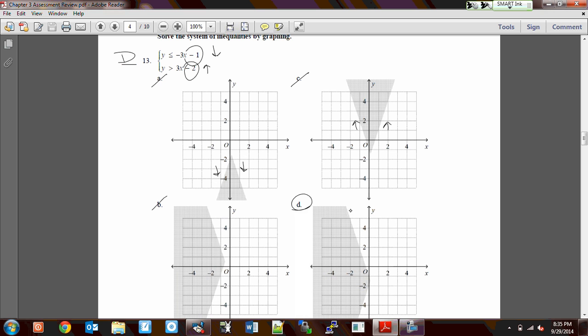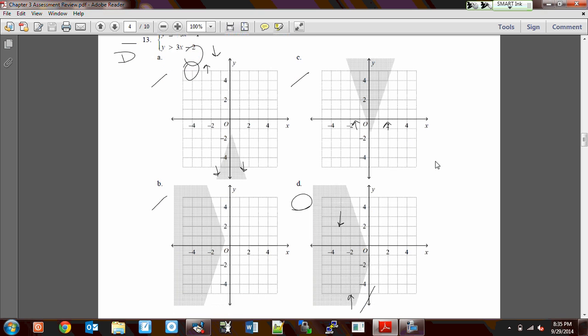Let's verify. All right, -3x, so this has a negative slope, goes through -1. We've shaded below it, that's right. This here has a positive slope, so +3. It goes through -2 and was shaded above it. So we just double verified that D is the correct answer. All right.